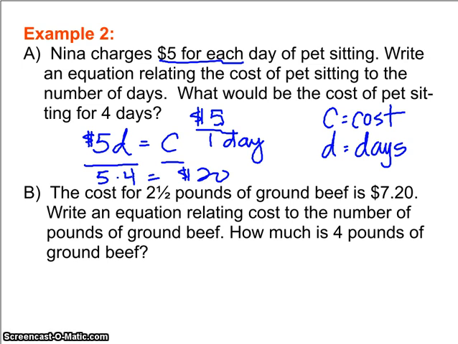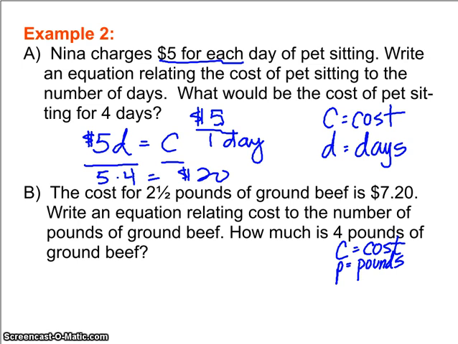For B, the cost for 2.5 pounds of ground beef is $7.20. Write an equation relating the cost to the number of pounds of ground beef. Okay, so keeping in mind, let's pull out the information we know, or start with what we want to solve for. I'm going to use C for our total cost here. I'm going to use P for the number of pounds.